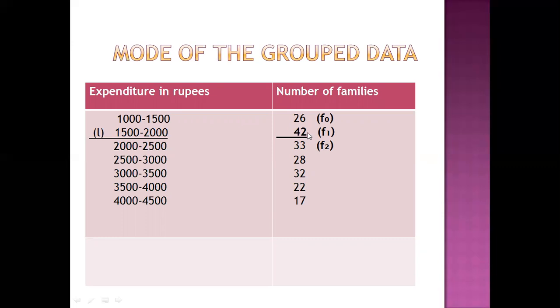With respect to the highest frequency, you underline the class interval. In that, what is the lower boundary or lower limit? That is L. So the marking part in the table is also completed. Let us see the calculation part.